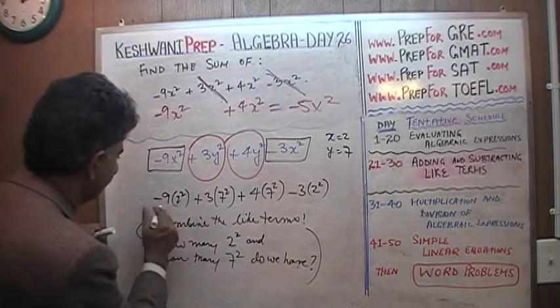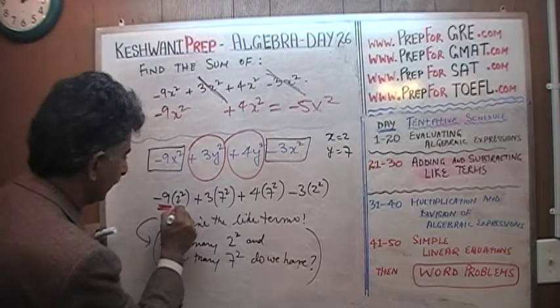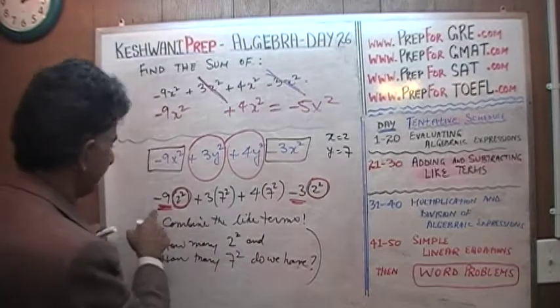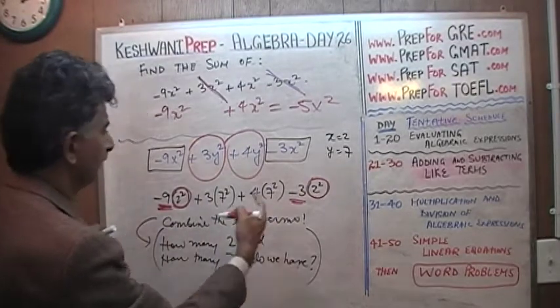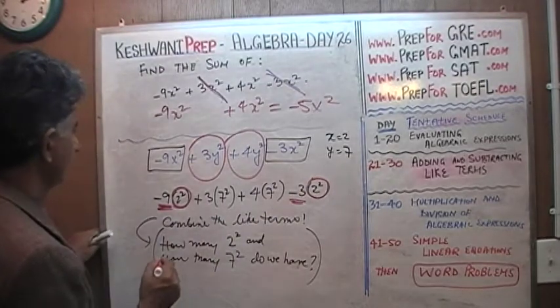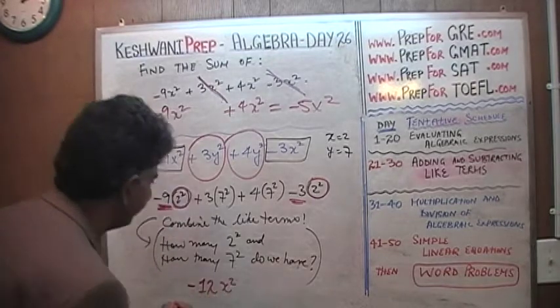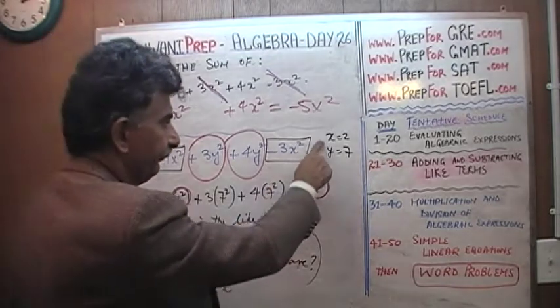We have negative 9 2 squares right here, and we have negative 3 2 squares here. A negative 9 and a negative 3 will give us negative 12. So the answer is negative 12. Negative 12x squared, that's what we have, because our 2 is x.